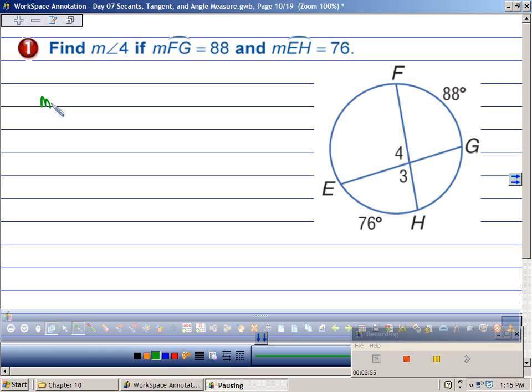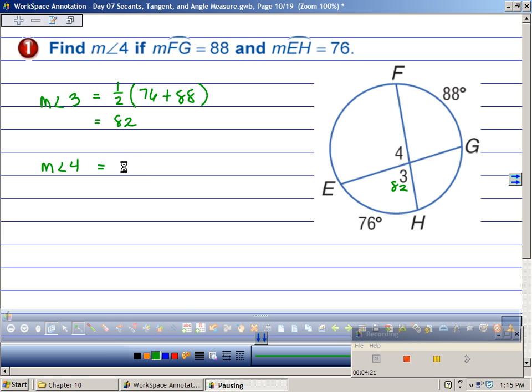Angle 3. You don't? No. You just have to half 76 plus 88. What's half of 76 plus 88? 82. So if angle 3 is 82, how do I find angle 4?